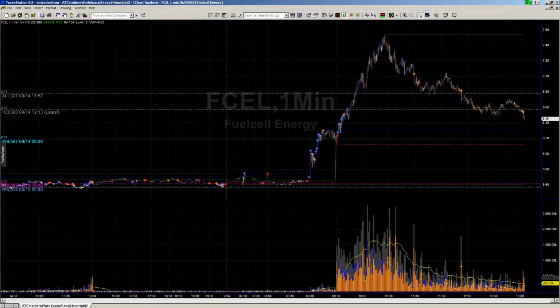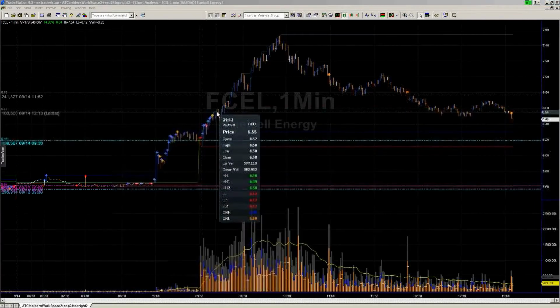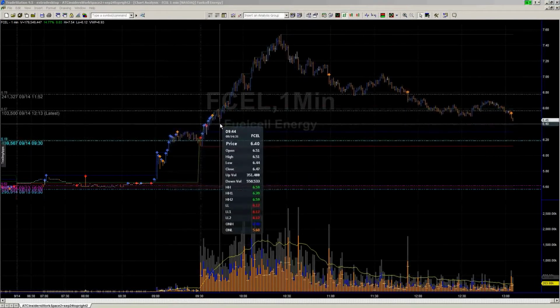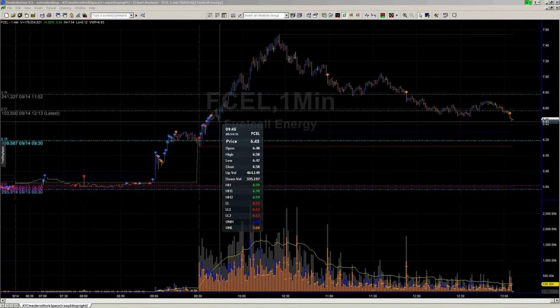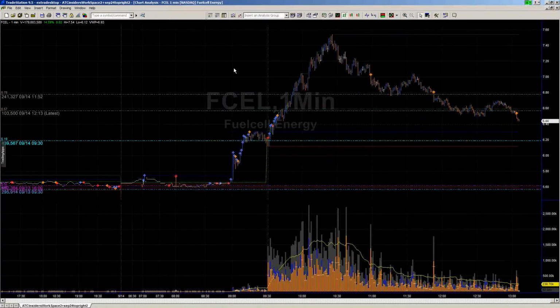So the real first trade would have been right here, because we came up, we had that huge buying at 650, and then we pulled back 10 cents. Why would 10 cents be okay?